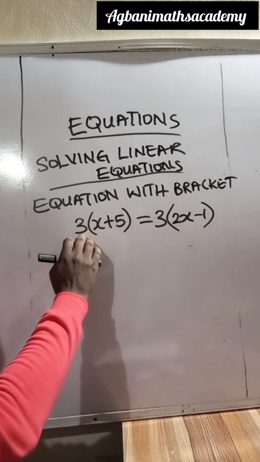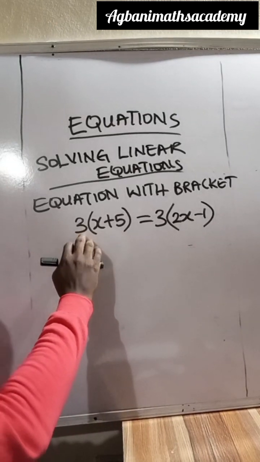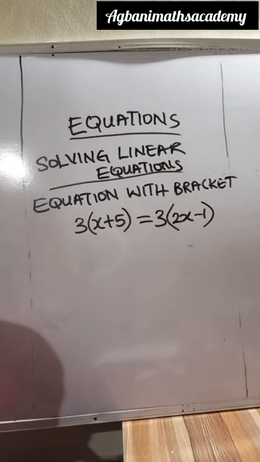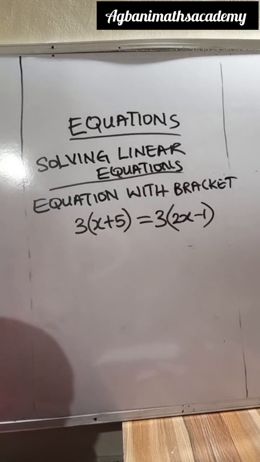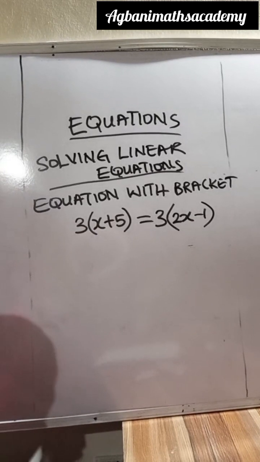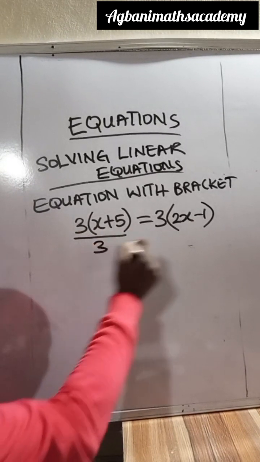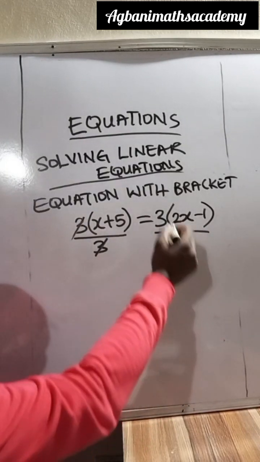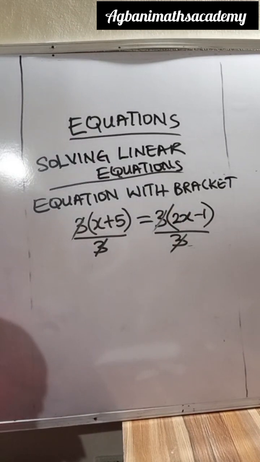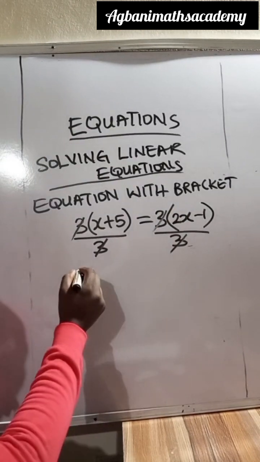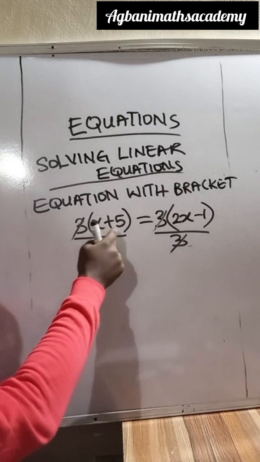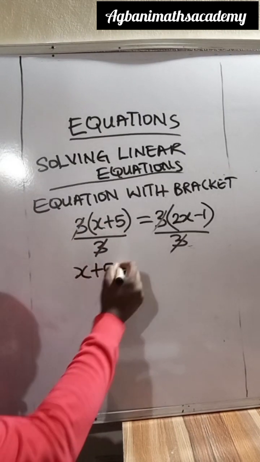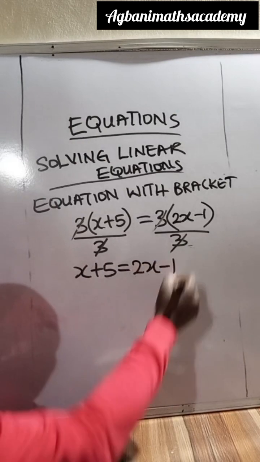Here we have 3 outside. So we can simply divide both sides by 3. So we can simply do divided by 3, divided by 3. So 3 will cancel out 3, and 3 will cancel out 3. Okay, so now, since these guys in the bracket are free because 3 is no longer there, we now have x plus 5 is equal to 2x minus 1.